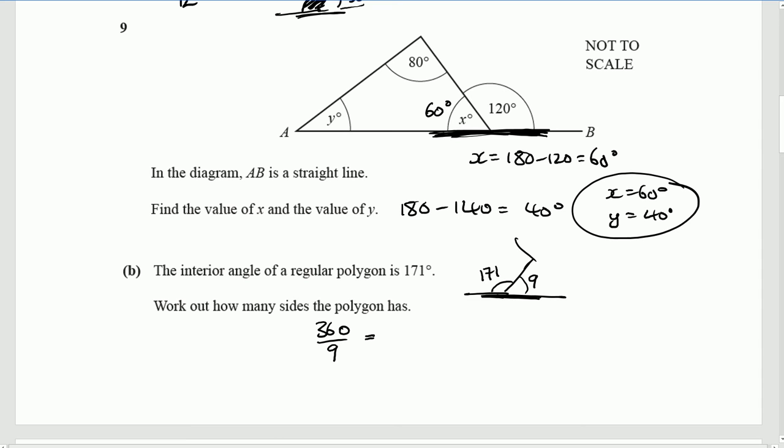360 divided by 9 gets me 40. So 40 9s makes 360. That means we need 40 exterior angles, which means we're dealing with 40 sides. This approach is far more straightforward than trying to reverse engineer the interior angles formula, so that's the approach I'm going to stick with.